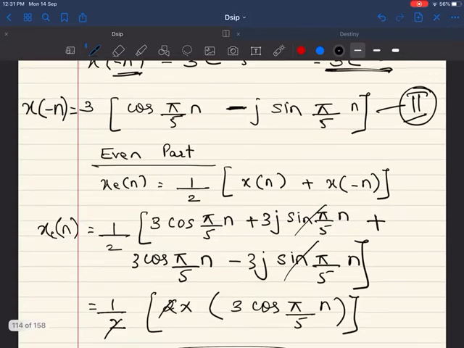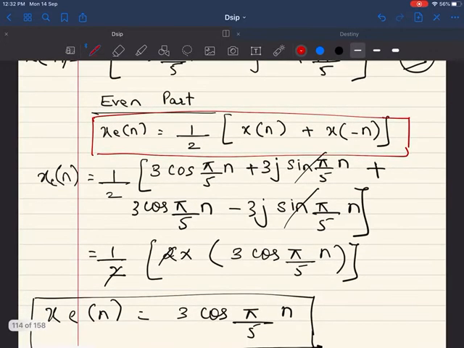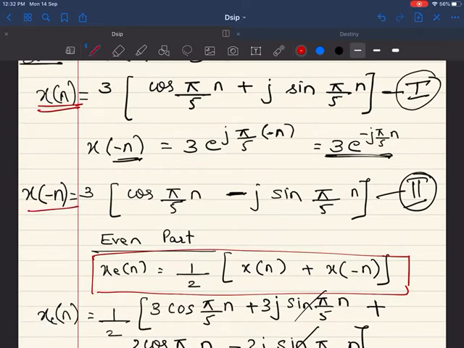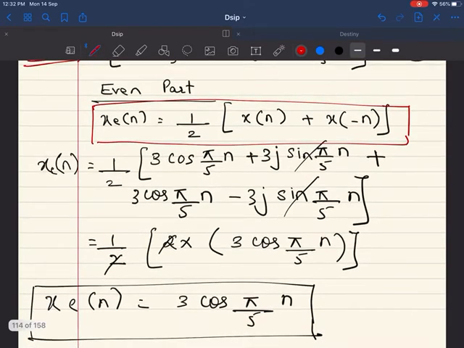Okay, now even part of the signal, for even part of the signal, this is my formula, which was also mentioned in the previous numerical. So xe of n is equal to half of x of n plus x of minus n. I am just simply substituting the value of x of n that I have got over here in equation 1 and x of minus n that I have got over here in equation number 2. Okay, so ultimately the answer that I get for xe of n is 3 cos pi by phi n.